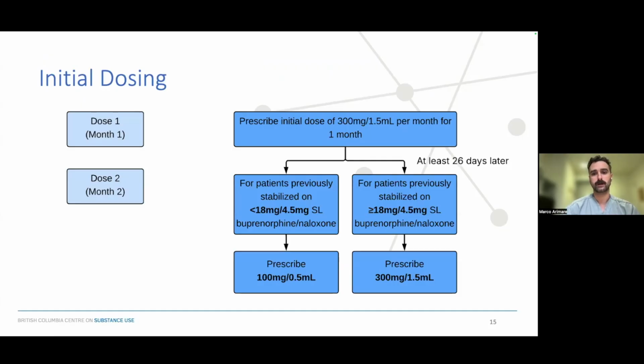So here's what it looks like. We have dose 1, 300 milligrams, at least 26 days after, we administer dose 2. For clients who have been stabilized long-term on less than 18 milligrams of sublingual buprenorphine, we can prescribe a 100 milligram dose. For clients who've been stabilized on 18 or more of sublingual, we prescribe a 300 milligram dose. That was a change that was made to the product monograph probably a couple of years ago, based on some additional modeling that they did with the plasma concentrations. So sometimes people aren't aware of that.